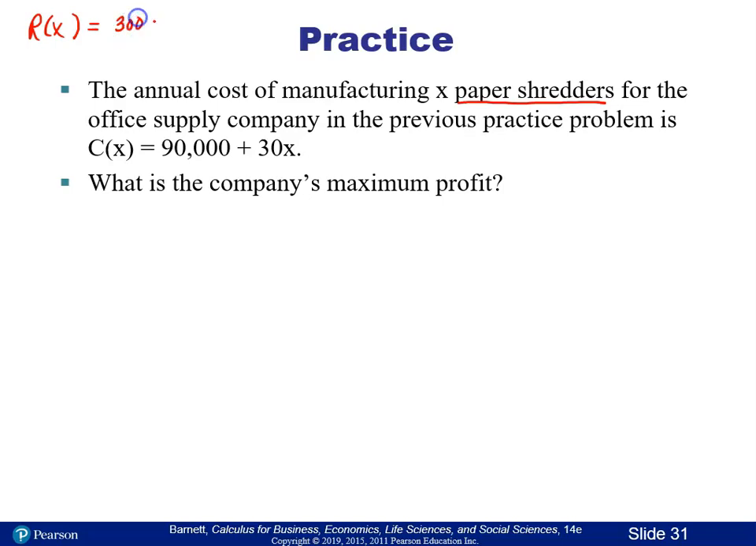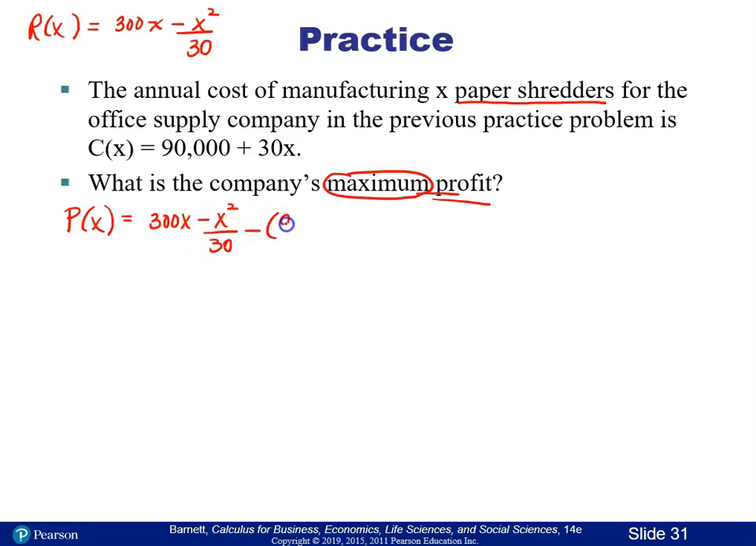was 300x minus x squared over 30. Okay, so that means to find our profit equation, because we want to maximize profit, okay, so I need a profit equation. I'm going to do the revenue minus the cost. Okay, and I do want to clean this up some before I take the derivative.